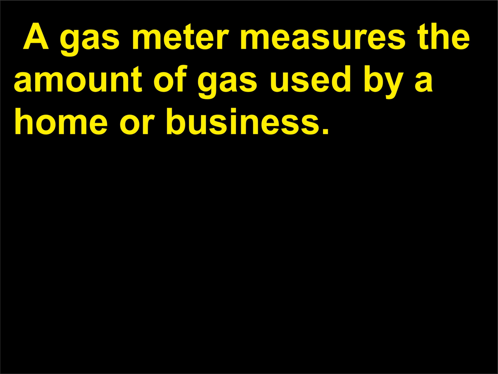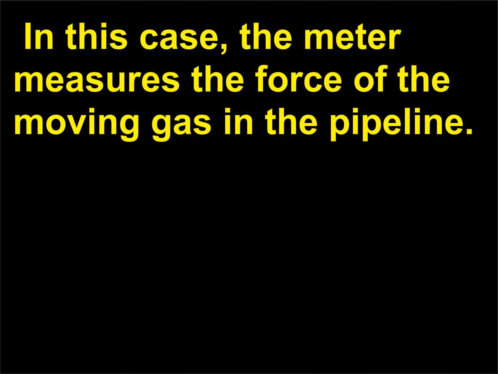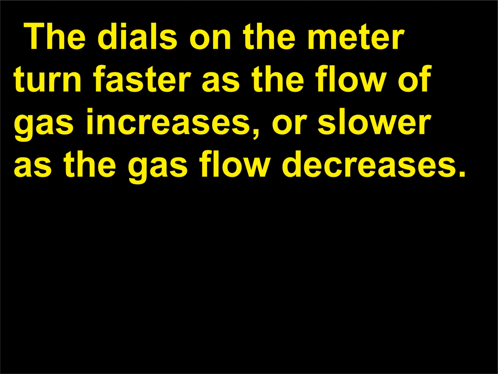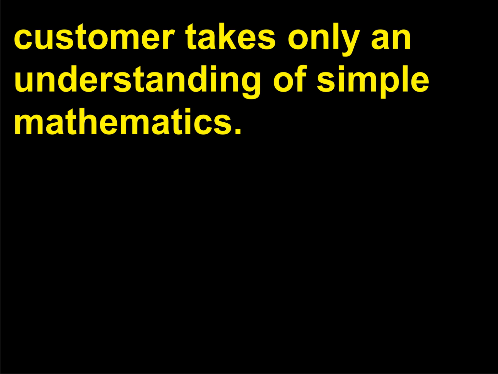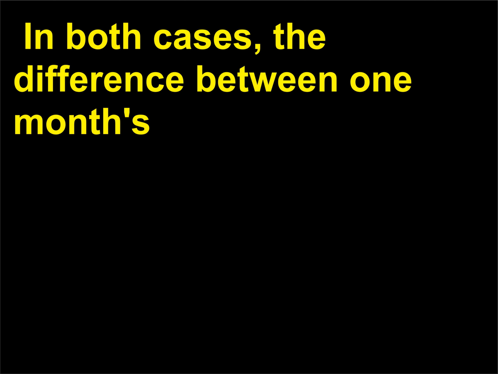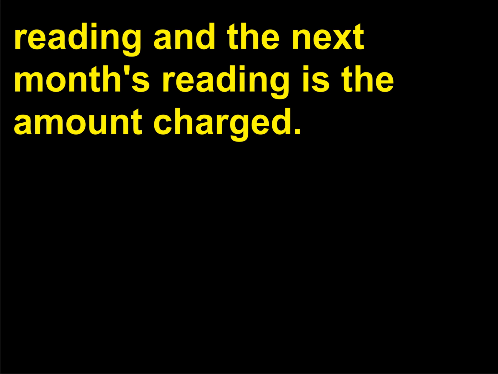A gas meter measures the amount of gas used by a home or business. In this case, the meter measures the force of the moving gas in the pipeline. The dials on the meter turn faster as the flow of gas increases, or slower as the gas flow decreases. To understand how the gas and electric companies charge a customer takes only an understanding of simple mathematics. In both cases, the difference between one month's reading and the next month's reading is the amount charged.